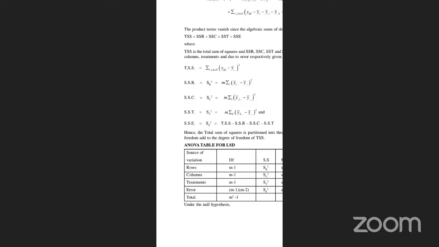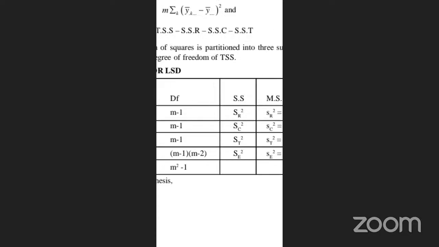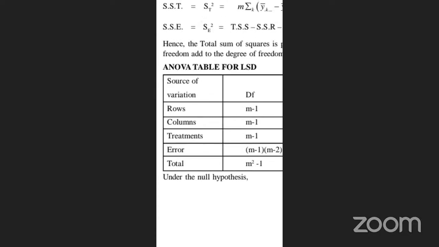Degrees of freedom we can take here. So: source of variation, degrees of freedom, sum of squares, mean sum of squares, F ratio. I already told in the earlier units also: the rows, the columns, treatments, errors. Am I correct? These are the 4 units, is that right?